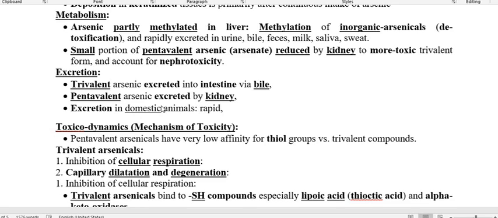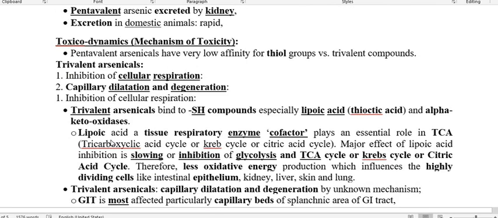Now we have to go through the toxicodynamics. So what is toxicodynamics? This is the pharmacodynamics of a toxicant, that means the mechanism of action of toxicity of a toxicant is called toxicodynamics. So we are going to see how this arsenic produces toxicity, and this is very interesting and important. Before going through the mechanism of toxicity, we have to think about the affinity of this arsenic with compounds.